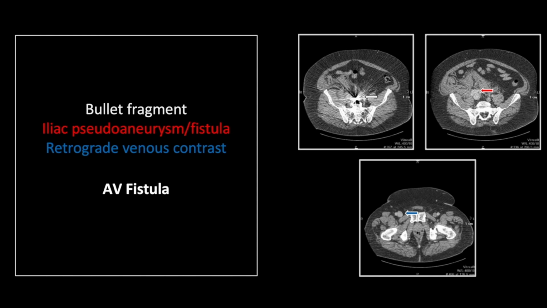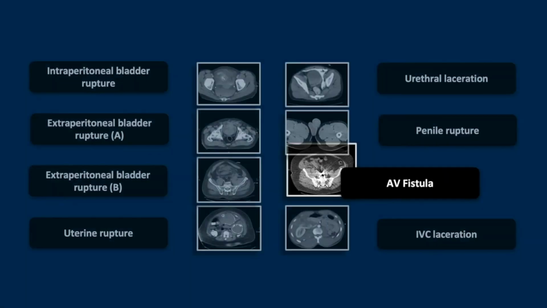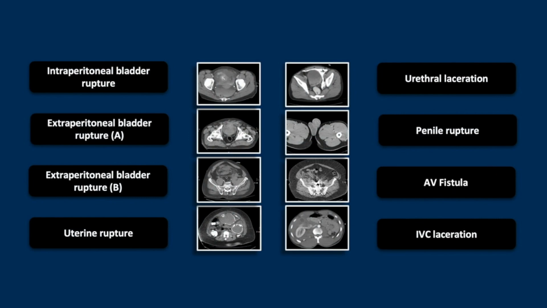There is a particular association between bullet wounds and arteriovenous fistulae. I see them quite frequently. This particular case was a bouncer in a bar who apparently ejected one of the patrons, and that person then returned later with a gun to exact his revenge. So that is an arteriovenous fistula.